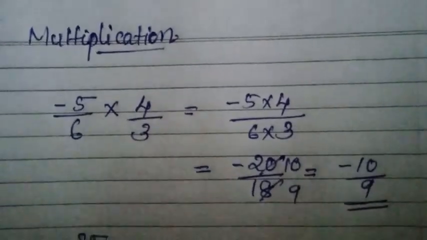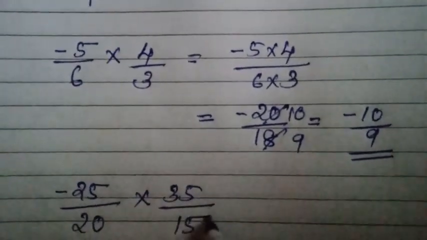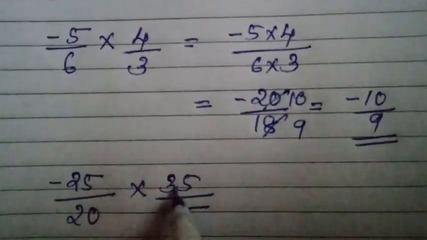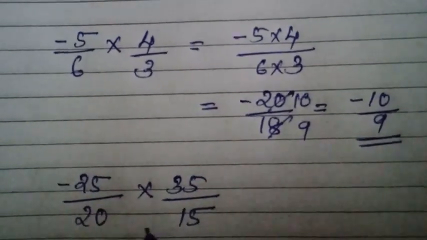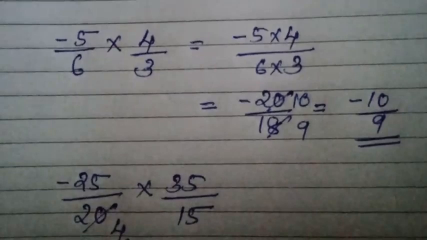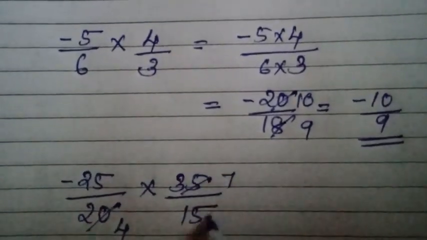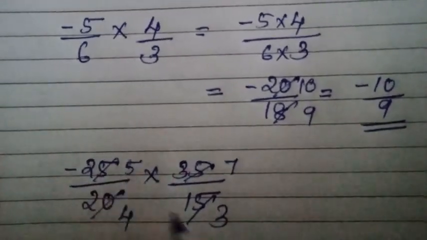Minus 25 by 20 into 35 by 15. So what we will do, we can cut it crossways like this or like this. Don't cut it in the sleeping line. Okay. So 5 4s are 20 and 5 7s are 35. Here also 5 3s are 15 and here 5 5s are 25.